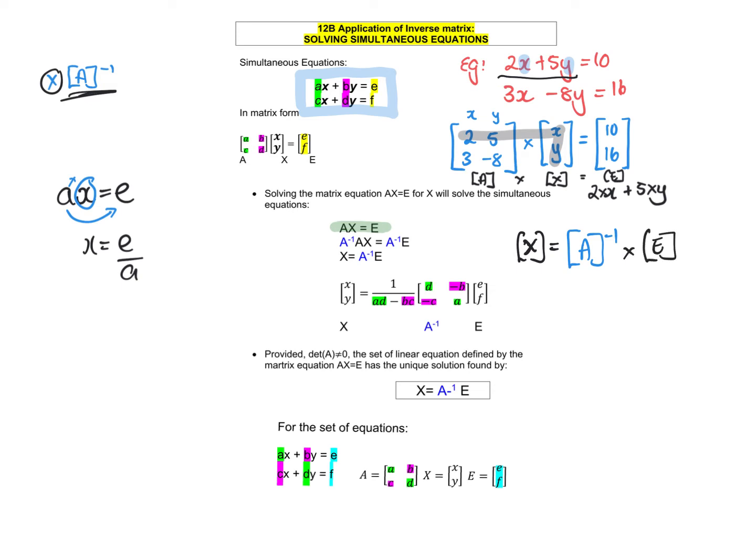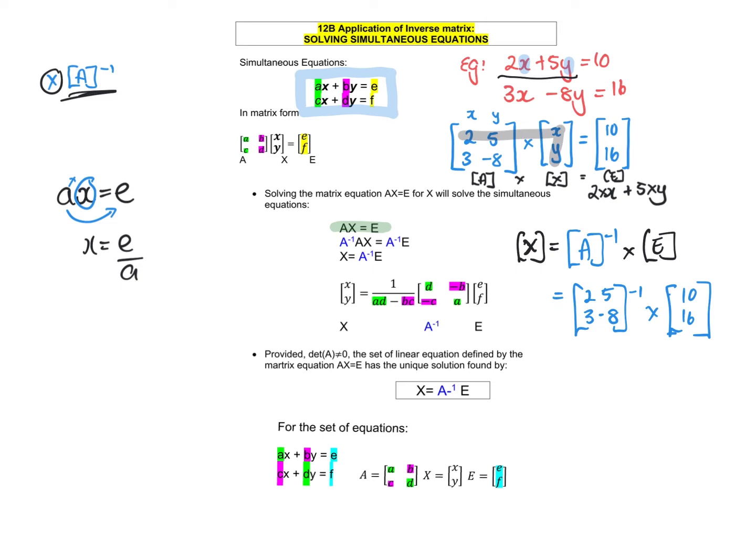So what we're going to do, in my little example, is take that first one to the power of -1 times that end one, which was 10 and 16. Okay? So that's how we solve it. Now, be careful, because remember, order is very important when you're multiplying matrices.